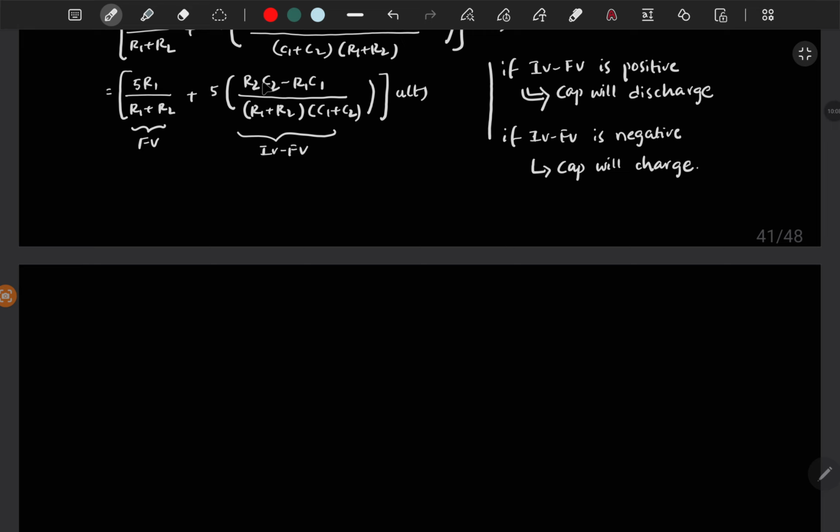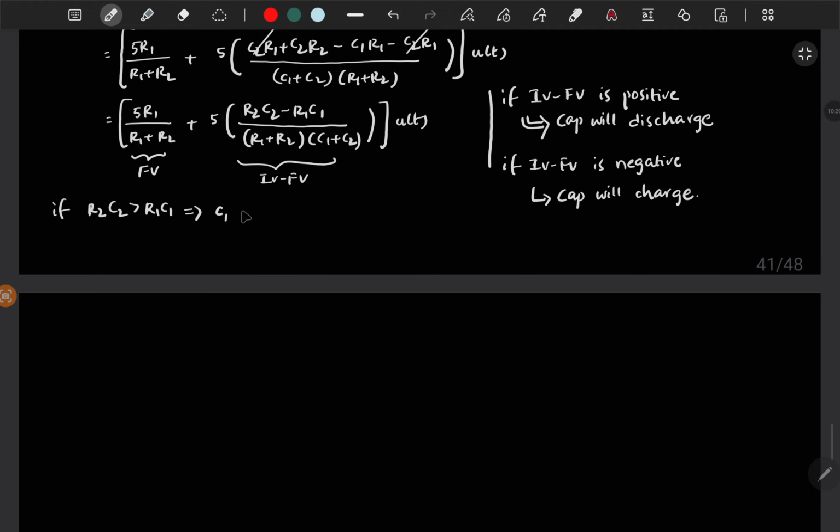So from this expression, if R2C2 is greater than R1C1, it means this is positive, initial value is higher. So this is for C1, right? So C1 will discharge. Similarly, if R2C2 is less than R1C1, C1 will charge.